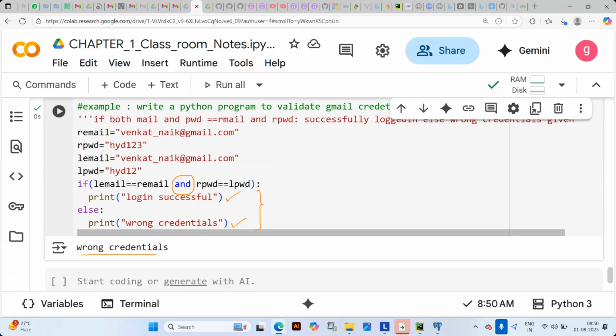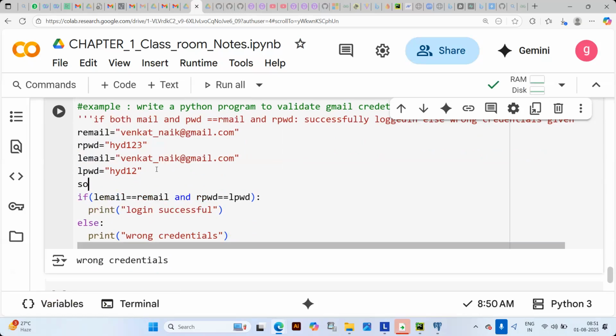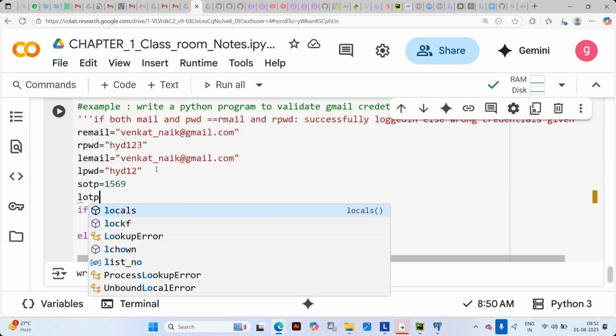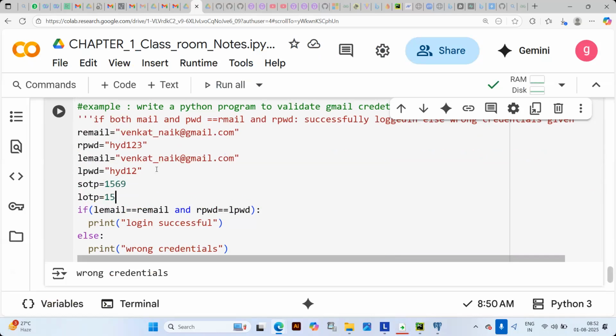We are supposed to write the same logic. So here, what is the need of the logical AND operator? Both email and password have to be the same. If they are the same, then only the login is going to be successful. Otherwise, I'll also be taking an OTP. The server will send one OTP, that is 1569. You will enter the login OTP, which is 1569.